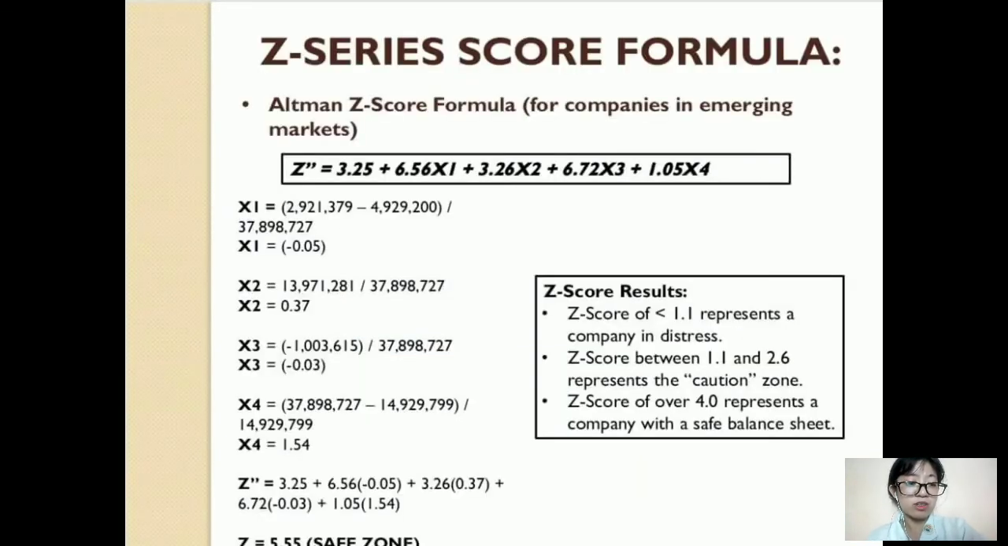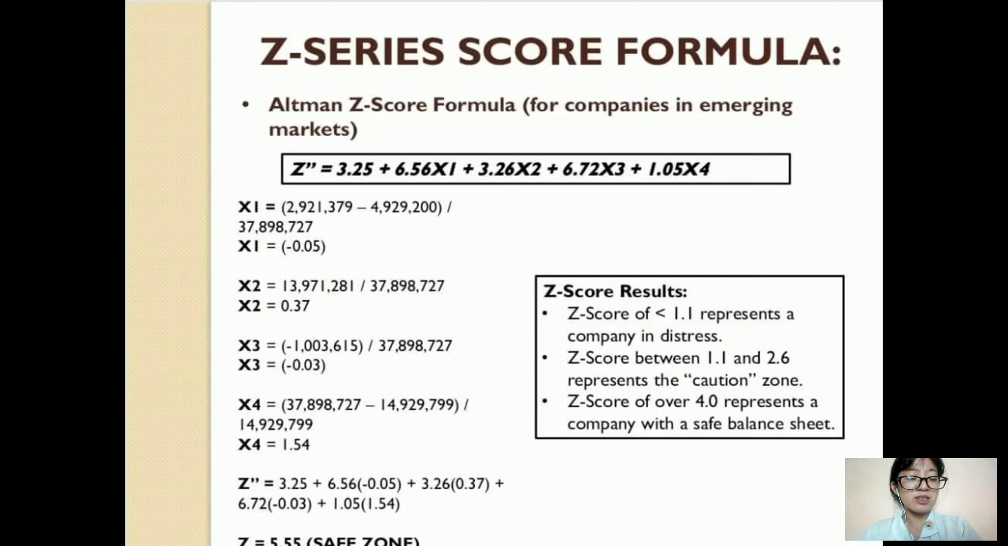So after we get all the values of this, we are now going to substitute it into the financial ratios. To solve for x1, you need to divide the working capital by the total asset. To solve for the working capital, you need to subtract the total current liability, which is 4.9 million, from the total current asset, which is 2.9 million, and then divide it by the total asset, which is 37.8 million. So the value of x1 is negative 0.05.